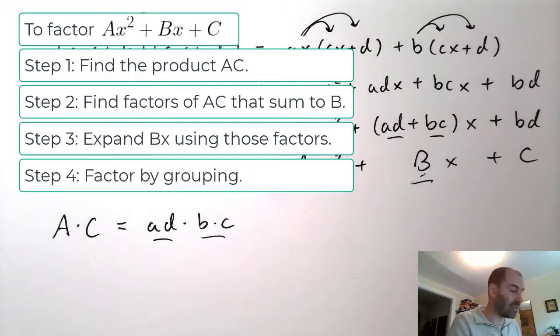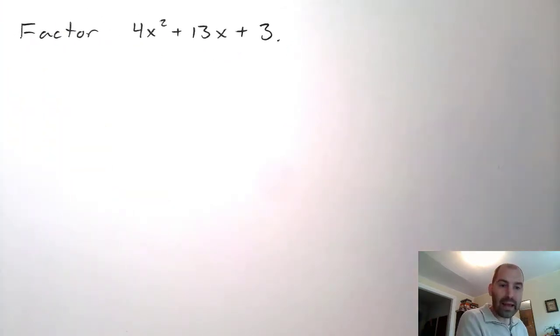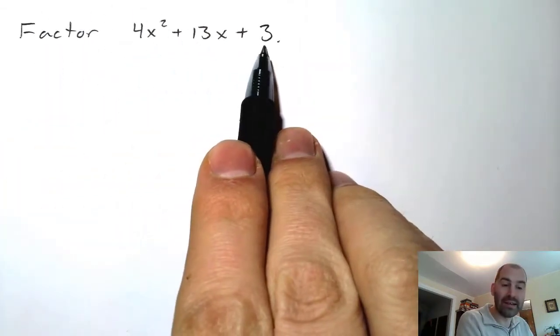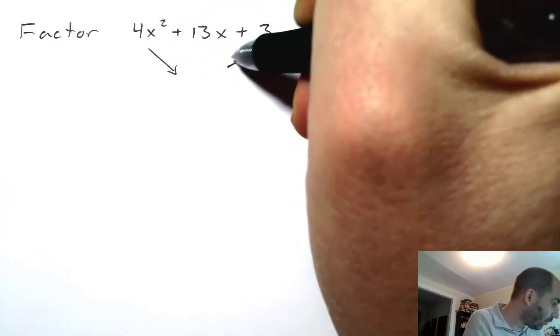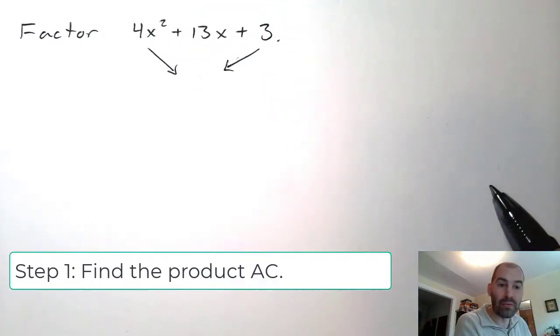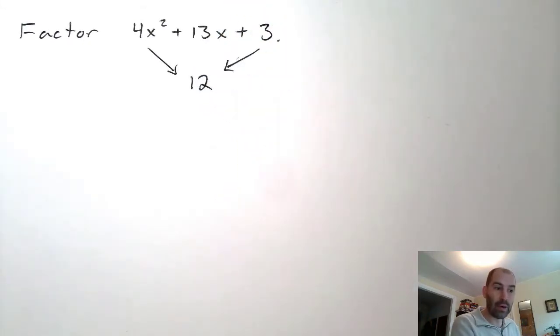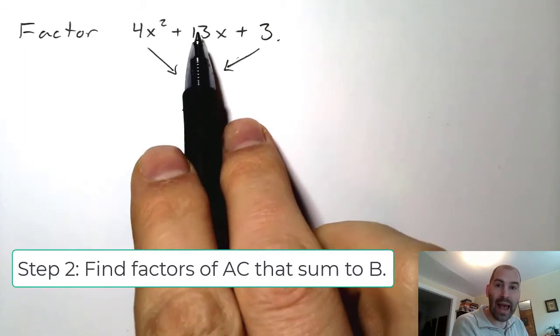Okay, so let's do that. Here's our problem, and we want to do exactly what we did. What we did is we looked at a times c. So I'm going to take the product of 4 and 3. 4 times 3 is 12. Now remember, we're looking for two factors of that that add to 13.